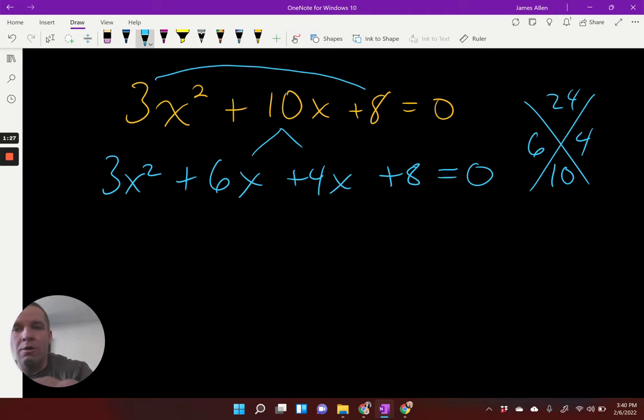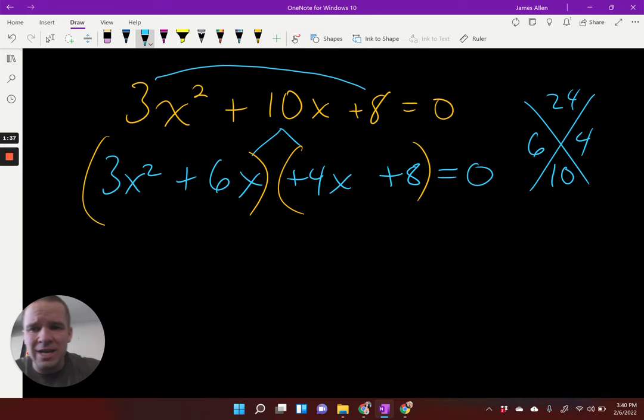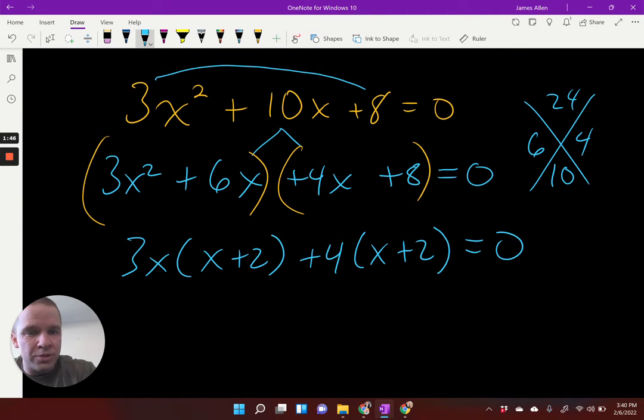Okay, so now I'm going to group the first two and the last two. I'm going to take out a GCF from each. Look at that. If you know GCF, you're all set here. So I'm going to take out a 3x, and I'm going to be left with x plus 2. Over here, I'm going to take out a 4, and I'm going to be left with x plus 2. Those two binomials, the x plus 2 and the x plus 2, should be the same. If not, you either made a mistake or you didn't take out the greatest common factor you possibly could. So go back, take a look. You should get the same thing.